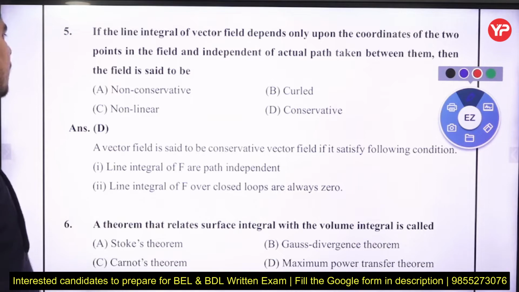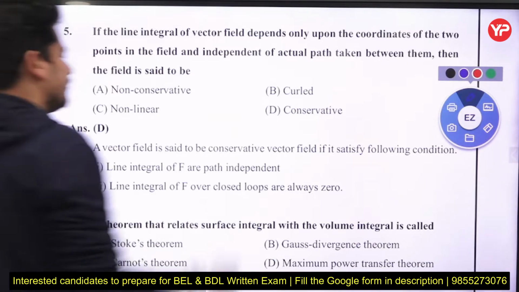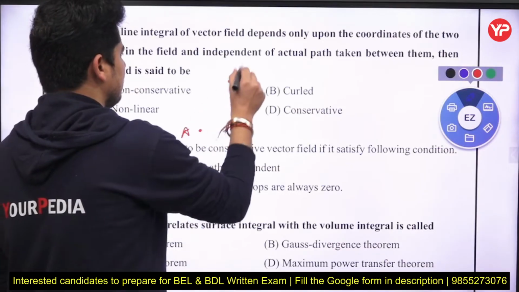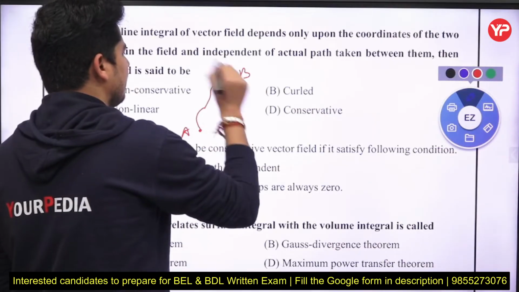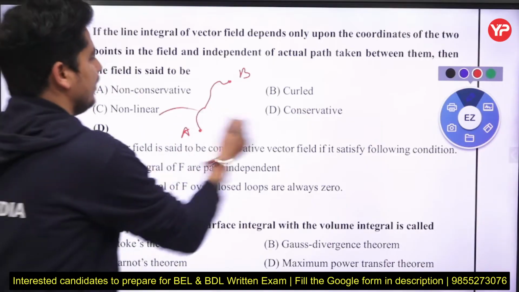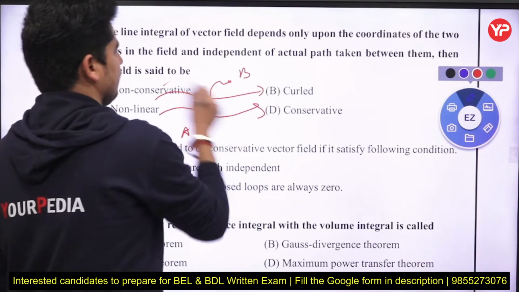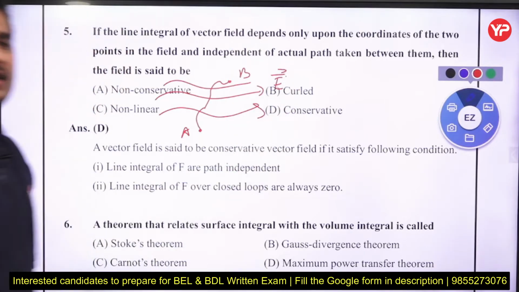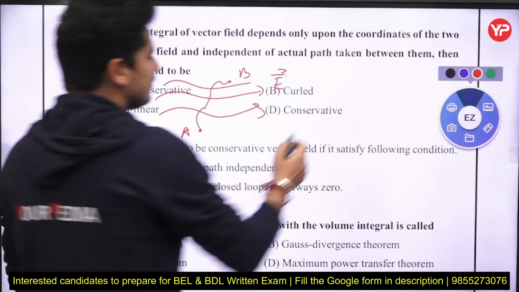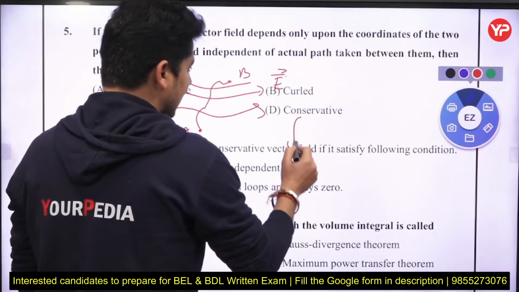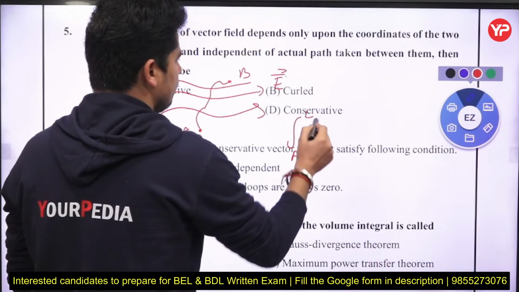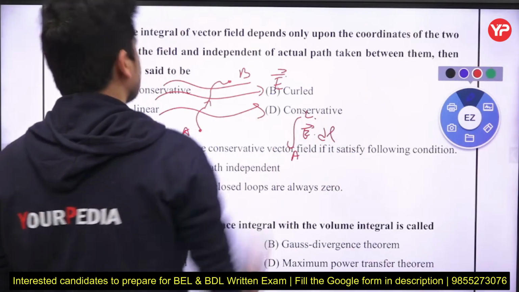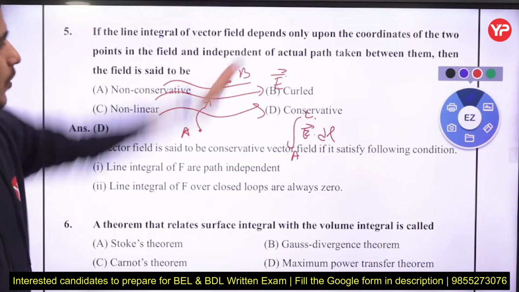See here, let us take 2 points, this is our A point, this is our B point, and we have a vector field E here. So basically, if you calculate its line integral along A to B, E dot dl, dl is the path which is shown along this path, right? This is the path from A to B.